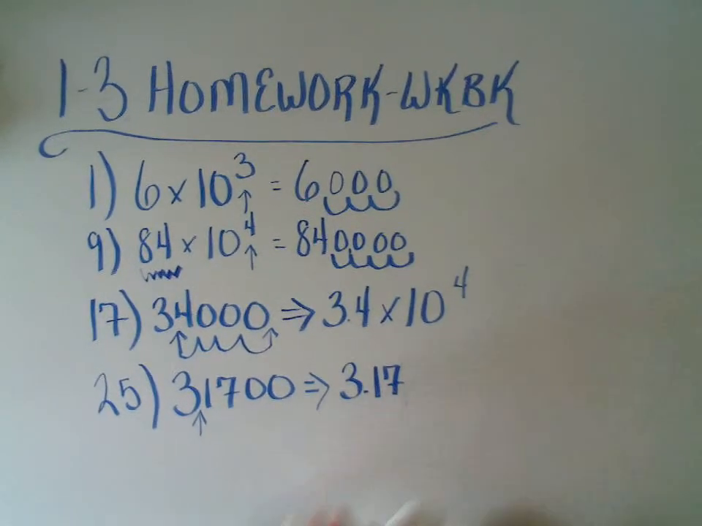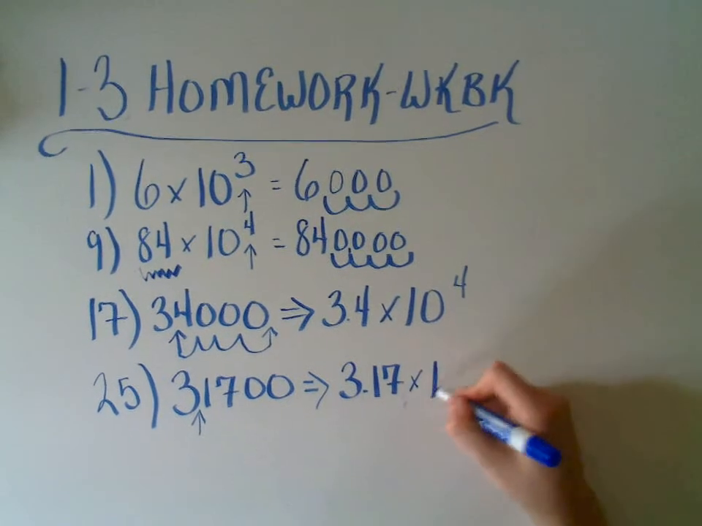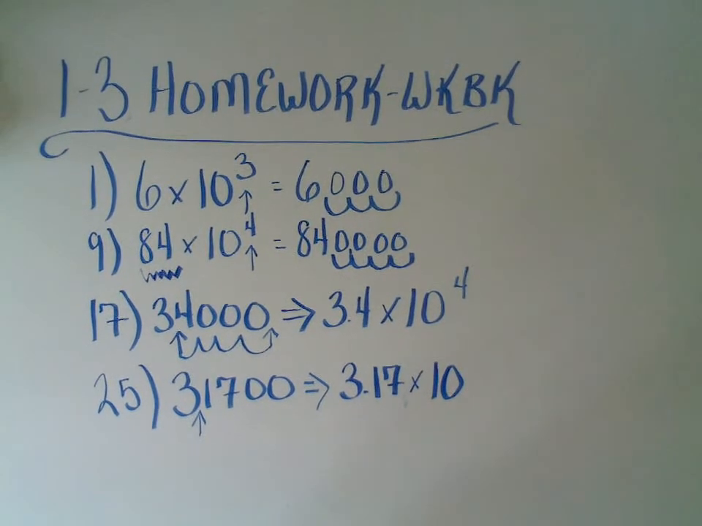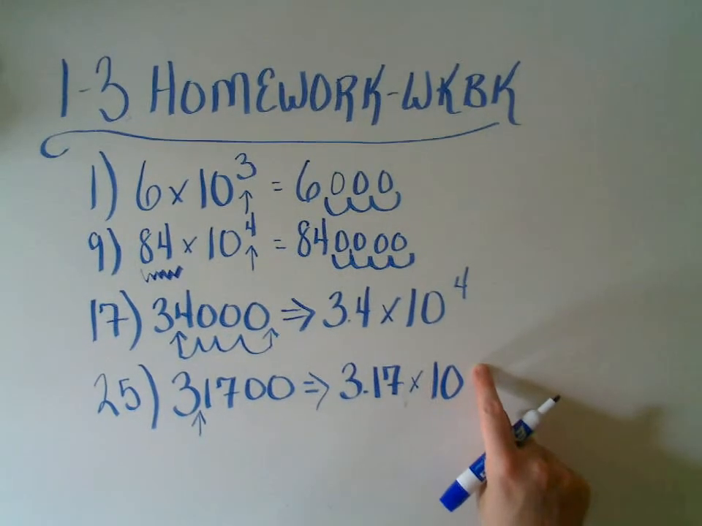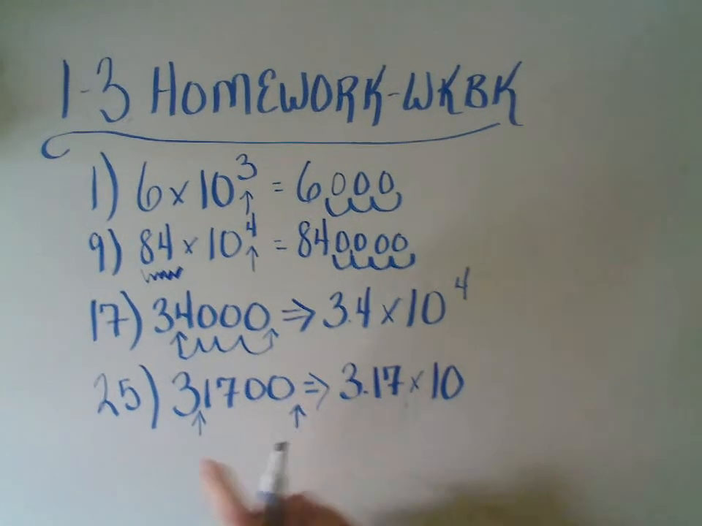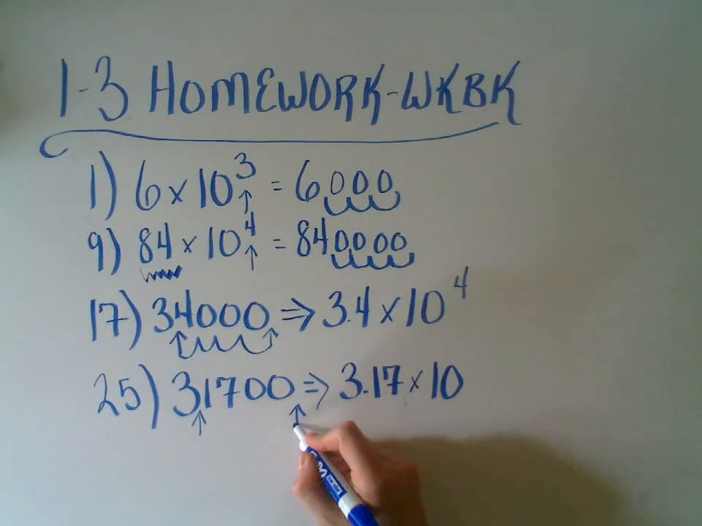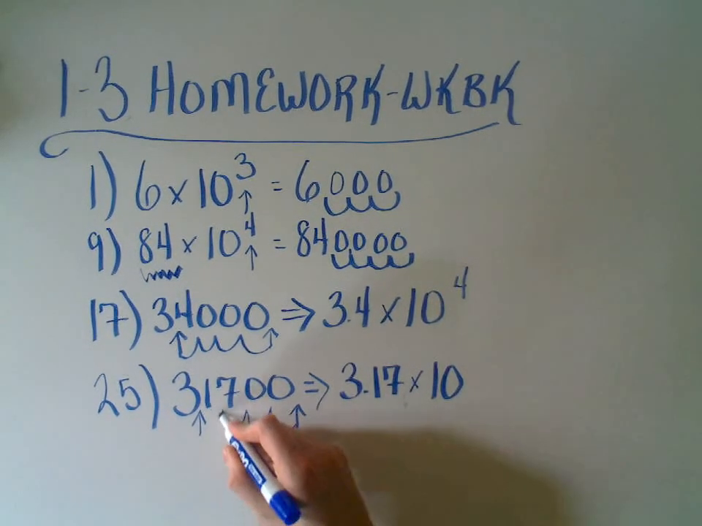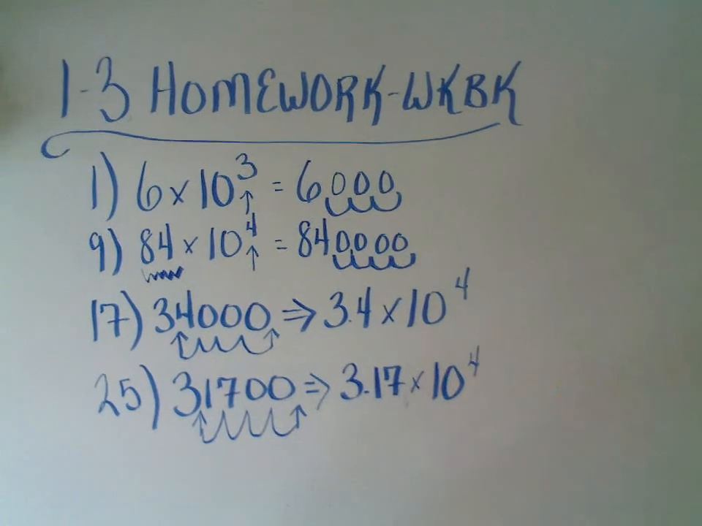So I've got 3.17. Then I'm going to write times 10. And remember, it's always times 10 because we use a base 10 numbering system. And then I've got to figure out an exponent to go with the 10. And the exponent is how many times I move the decimal. Well, the decimal when it started was here. And as we said in the beginning, I moved it to between the 3 and the 1. So that's 1, 2, 3, 4 moves of the decimal. So the exponent is 4.